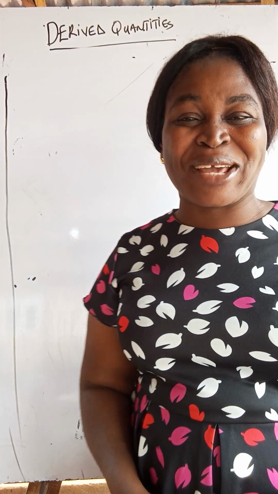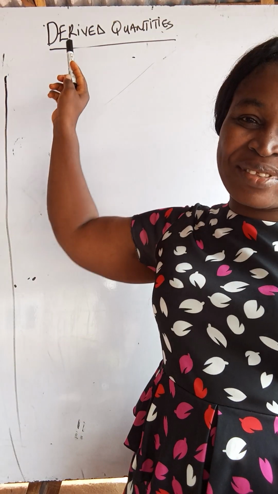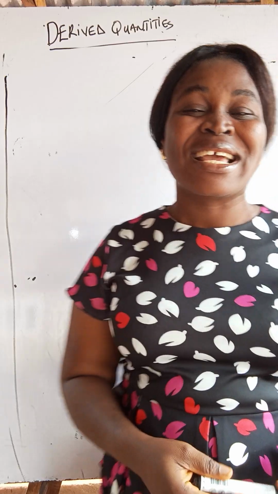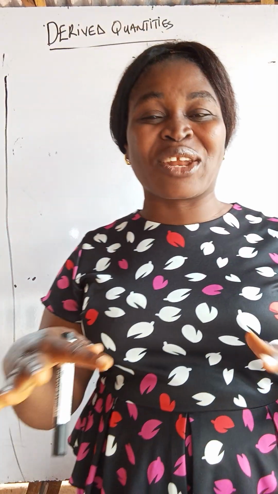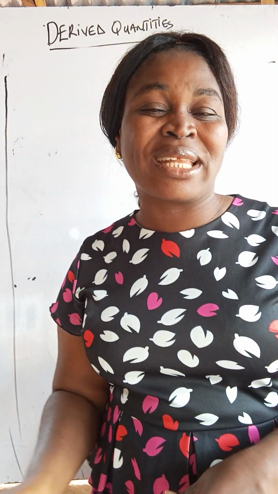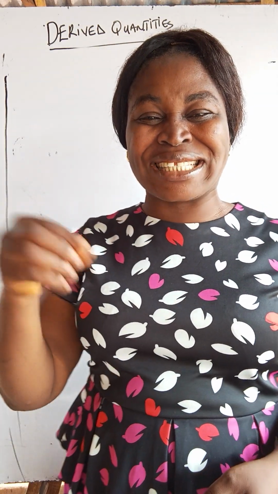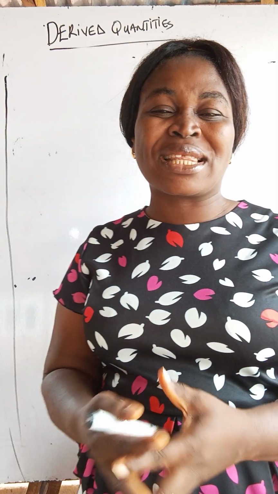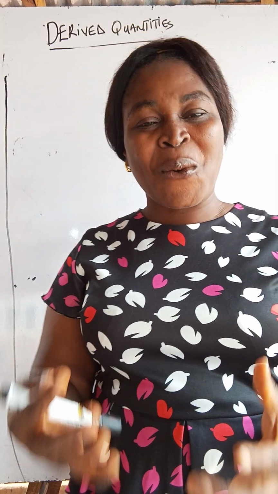Today, we shall be talking about the topic derived quantities. Derived quantities. What are derived quantities? Derived quantities are those quantities that are dependent on the fundamental quantities and can only be obtained from simple combinations of the fundamental quantities.